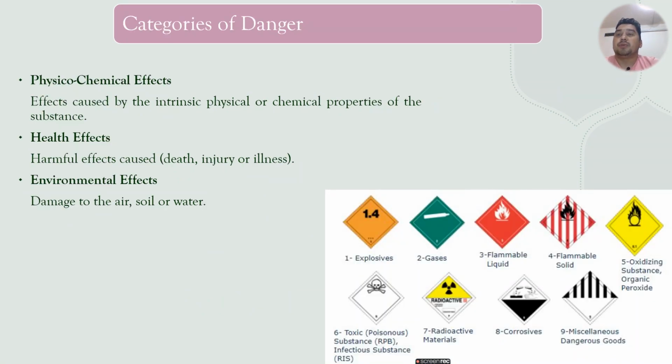Categories of danger. Physiochemical effects, effects caused by the intrinsic physical or chemical properties of the substance. Then we have the health effects because of the chemicals. Harmful effects cause death, injury, or illness. And we have the environmental effects. So these are the three major effects because of the dangerous substances. Environmental effect will damage the air, soil, or water.